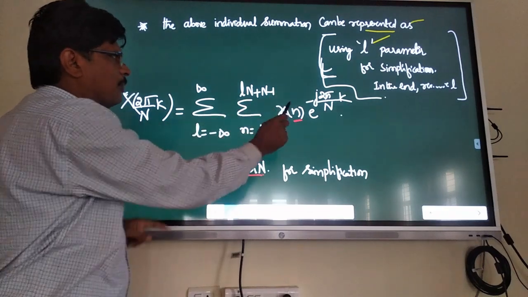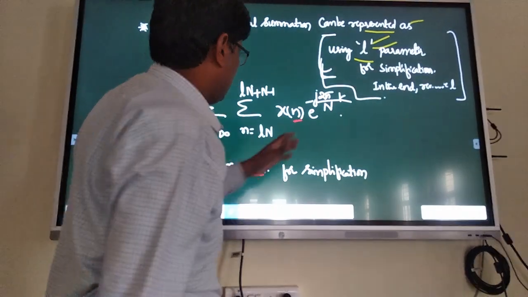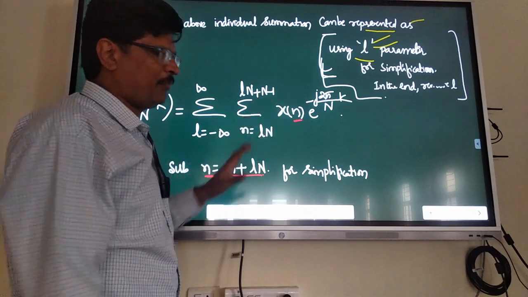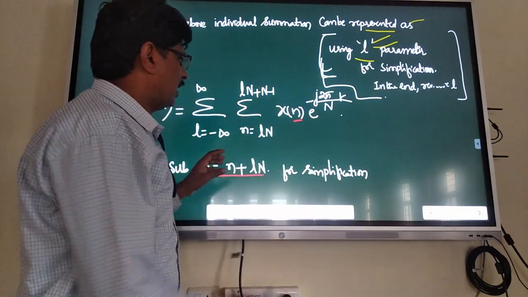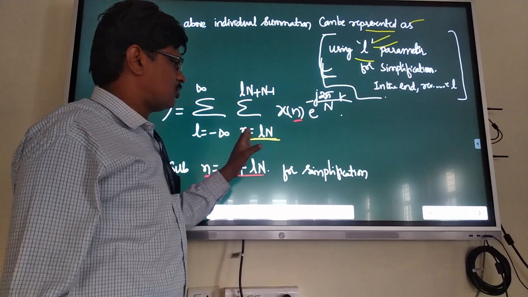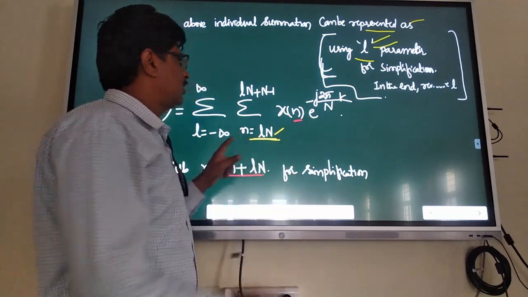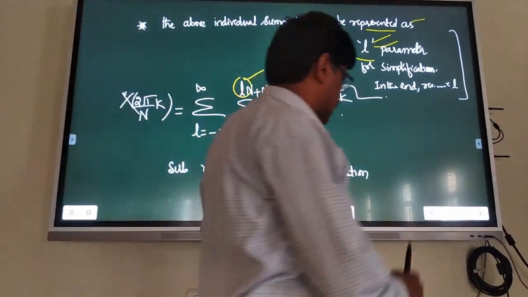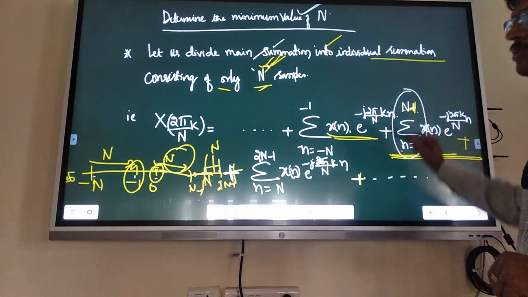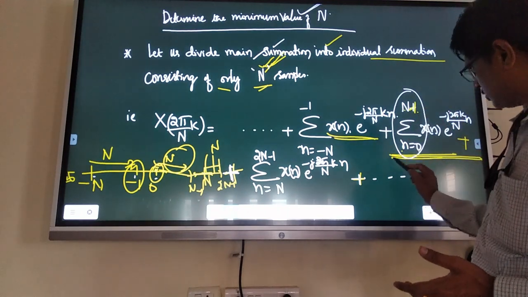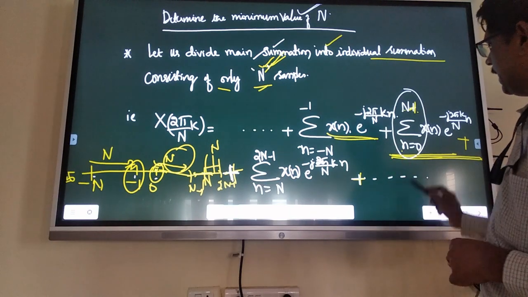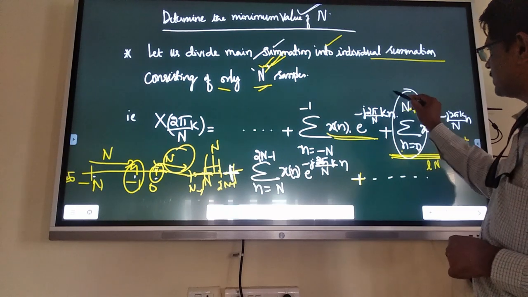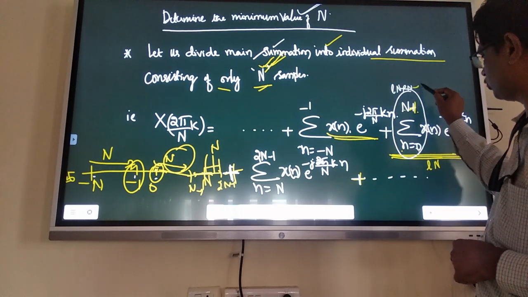summation, n is equal to 1, an n parameter we include in such a way that n starts from minus infinity to plus infinity, and the rest of the things are the same. x of n e power minus j2 pi k n by n, and introduce n is equal to ln in the lower limit and ln in the higher limit also. Right? How is this? For example, let me take the second summation. Introduce one more parameter with summation L is equal to minus infinity to plus infinity, and introduce the ln parameter at the lower limit plus the ln parameter at the higher limit, ln plus n minus 1. That's what I am doing.